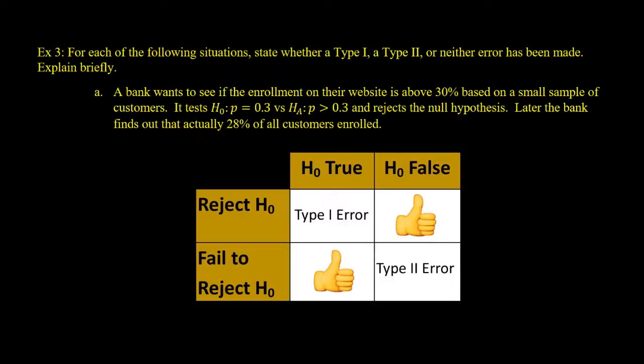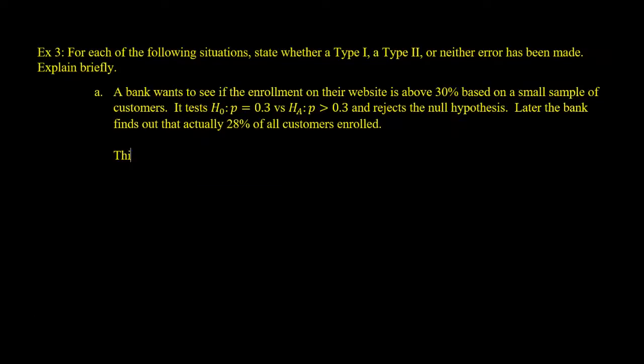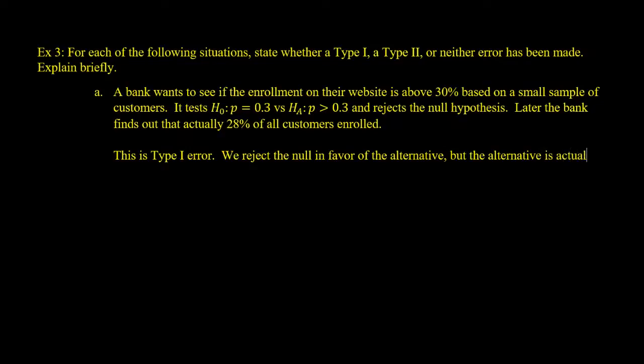So, this is type 1 error. We reject the null hypothesis in favor of the alternative, but the alternative is actually false because, as we said, it's not greater than 30%. So the alternative is actually false since the number of enrolled customers is below 0.3.